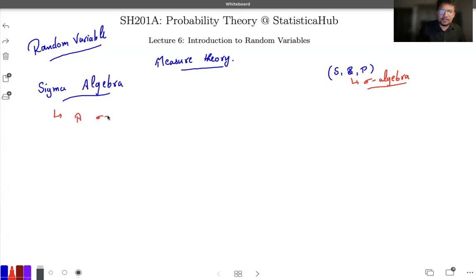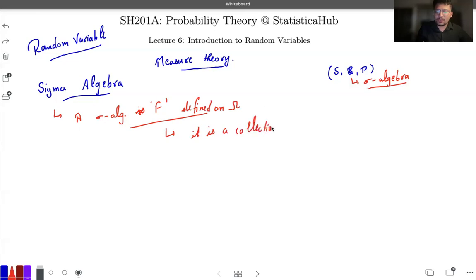A sigma algebra, let's say the sigma algebra to be some F. Okay, this is some sigma algebra defined on omega, the sample space. It is a collection of subsets of omega. Subsets of omega. Okay.